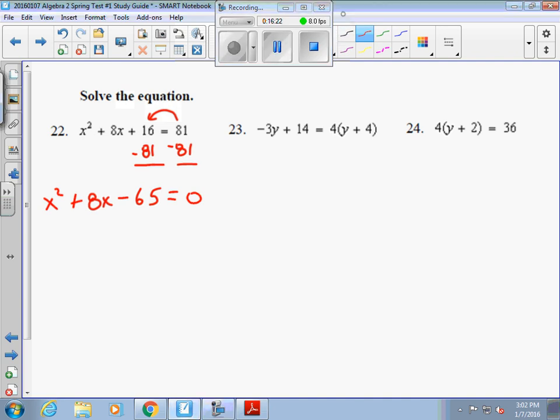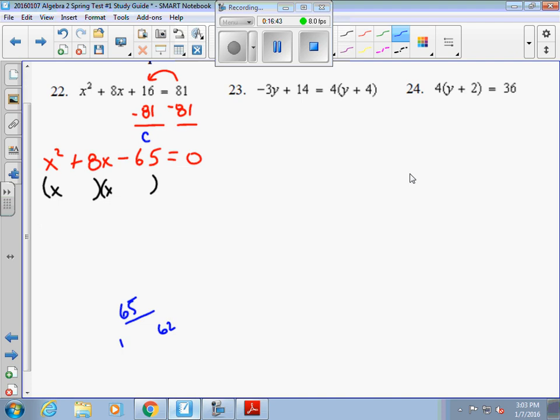From here, what you need to do is factor this trinomial by making it say x times x to get x squared. Remember, you're FOILing it backwards. Factor your c value, which is 65. Your factors of 65 are 1 and 65. 2 doesn't go into it. 3 doesn't go into it.